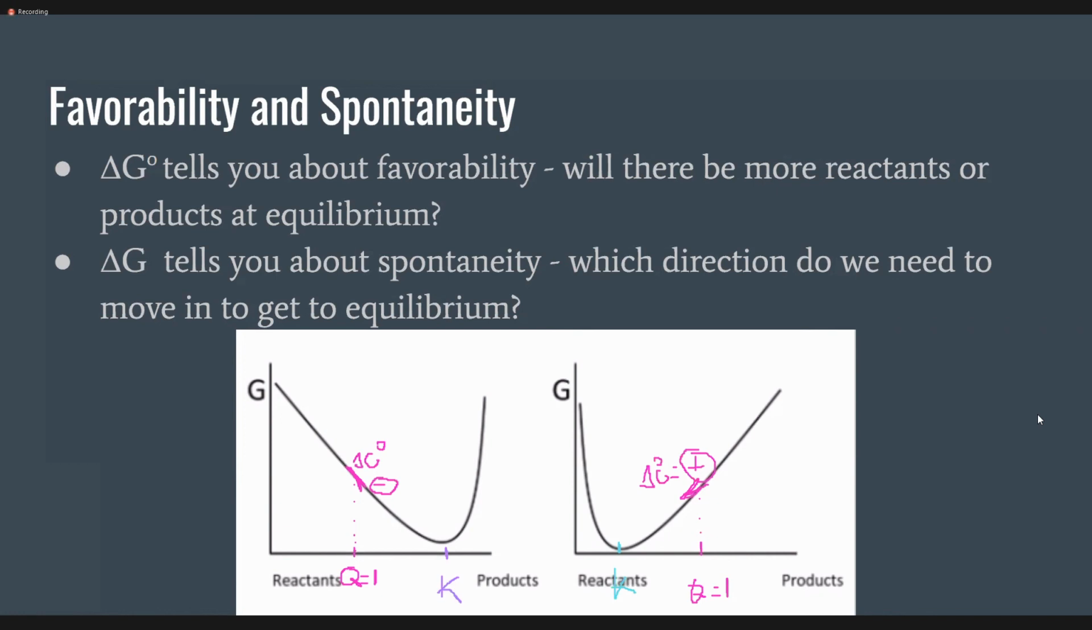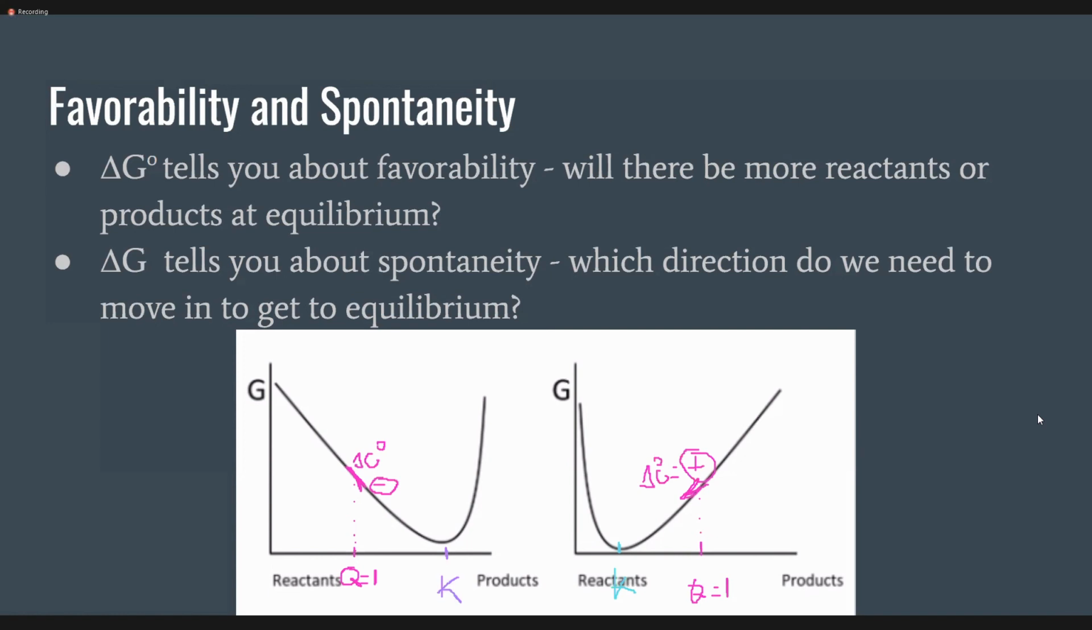So if delta G naught is negative, the forward reaction is favored. Yes, you could say the forward reaction is favored because you have more products than reactants at equilibrium. Just because I find the idea of favorability in general confusing, all that means is you have more products and reactants at equilibrium. So delta G naught to me gives you two important pieces of information.